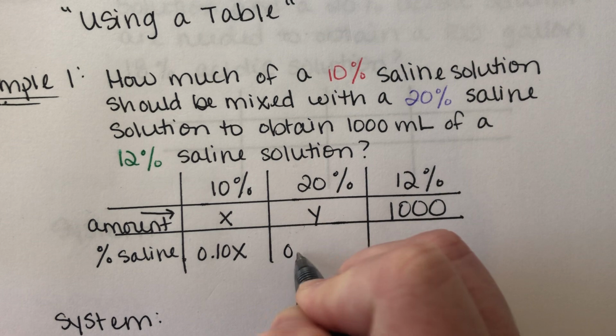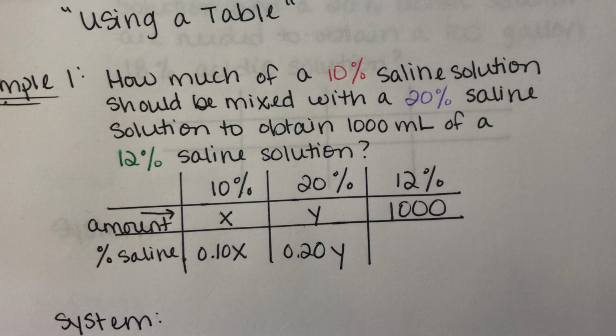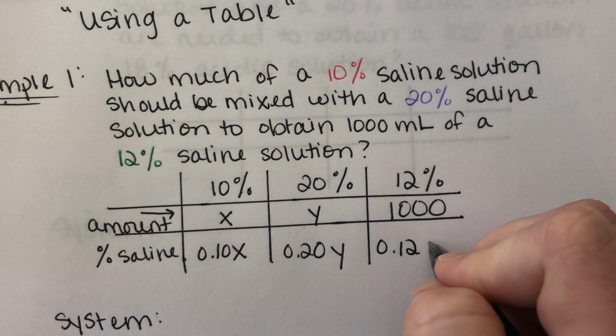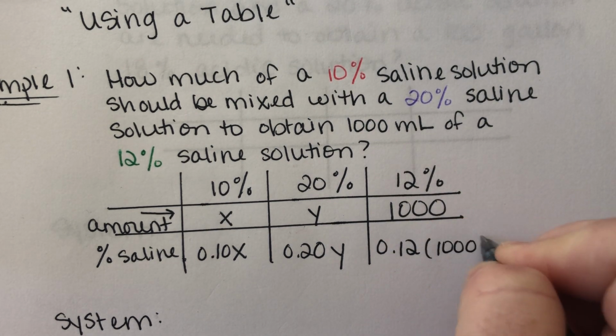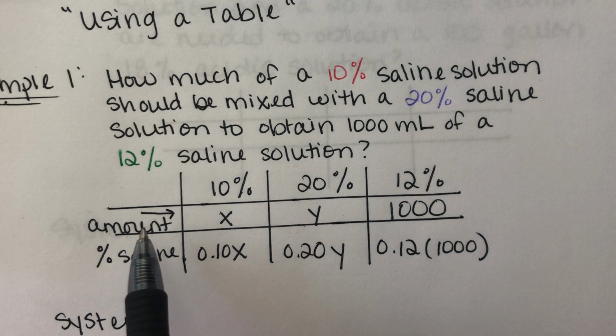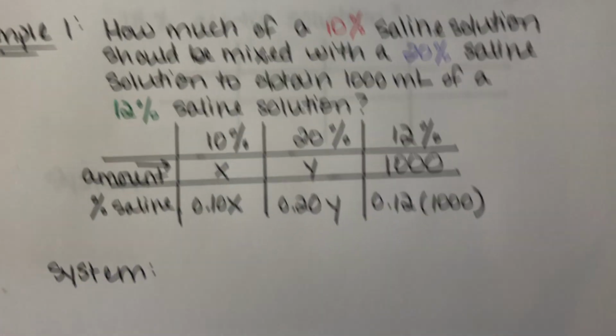The 20% solution times the number of milliliters I have of it. And then we're going to do the same thing here. The 12% solution times the number of milliliters I have of it. In this one, I know the number of milliliters. Okay, so we've got this table here. We showed just the total amount of liquid, and then we actually showed the percent of saline, right? So now what the heck do I do with that?